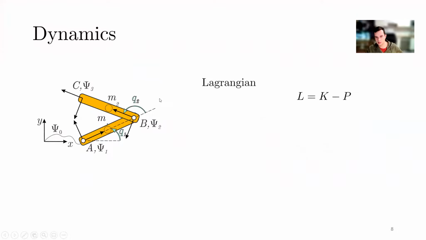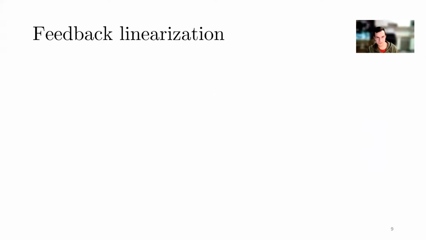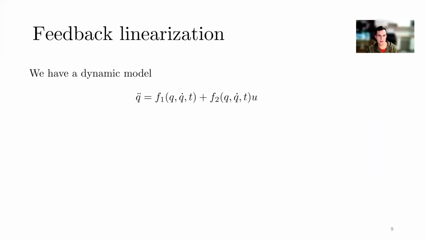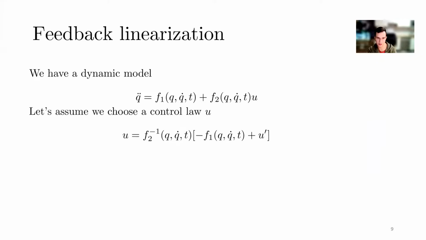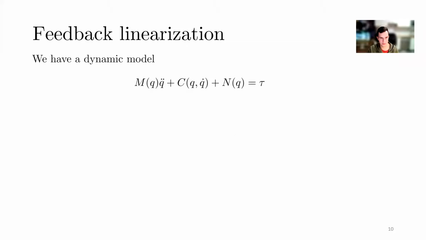All right, so Lagrangian, kinetic minus potential, you derive the equation of motion, and you do this feedback linearization. What does it mean? If you have a model that looks like this, you can come up with a control law that looks like this. You can put this control law inside your model, and you will get something like this, that you can tell the system what the acceleration will be. So let us consider the particular example.